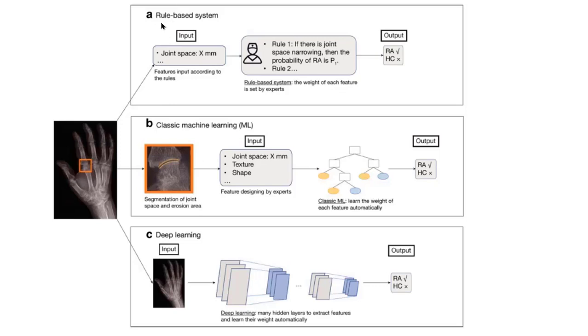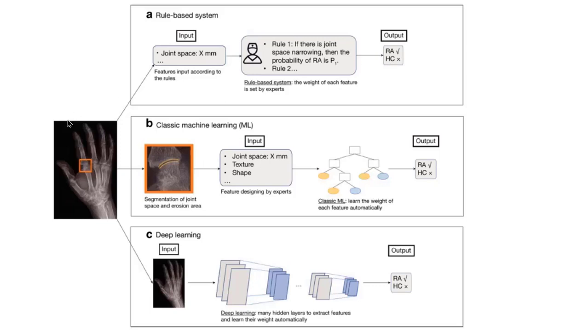The first system is a rule-based system. In this system, we define some rules for the system. For example, Rule 1: if joint space is narrowed, the probability of RA is P1. Rule 2: if there is marginal erosion, the probability of RA is P2. Now, if we give a hand radiograph to the machine, it can say whether the diagnosis is RA or not.